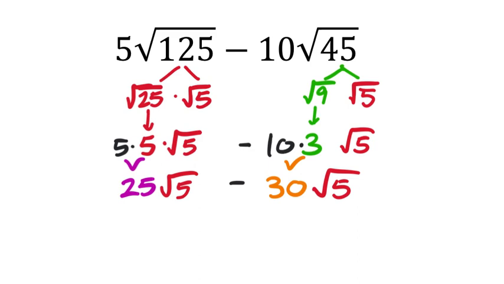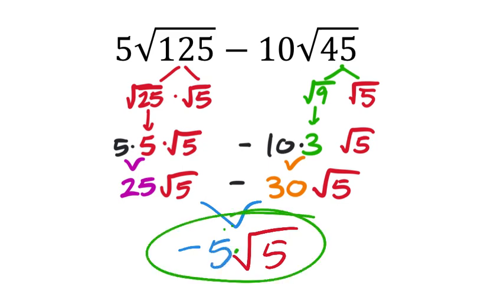Which means that I can now look to combine these like terms. That's going to give me some number of square roots of 5. How many? 25 minus 30 is negative 5. If you want to show that multiplication there, that's fine, but that should be good.